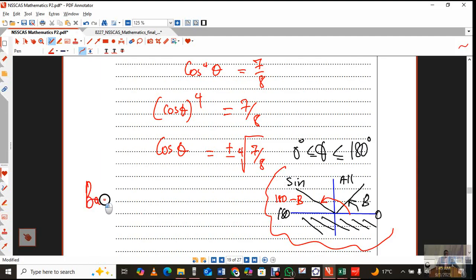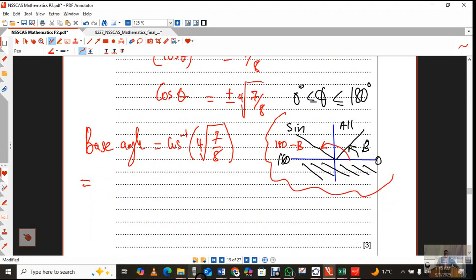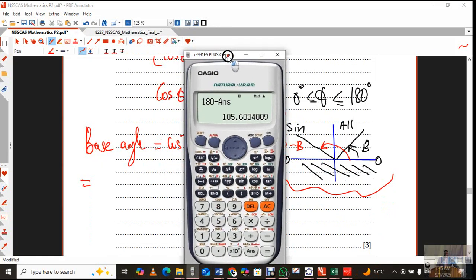So let's find our base angle, where we have inverse cos of the fourth root of 7 over 8. All right, let's see what that is. Let's use our calculator. Remember, your base angles will always be positive whenever you're using it.